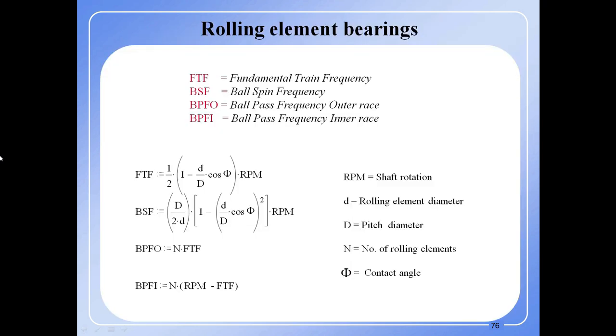The rolling element bearings: fundamental train frequency, ball spin frequency, ball pass frequency outer race, ball pass frequency inner race. RPM means shaft rotation, d means rolling element diameter, D means pitch diameter, N means number of rolling elements, theta means contact angle.